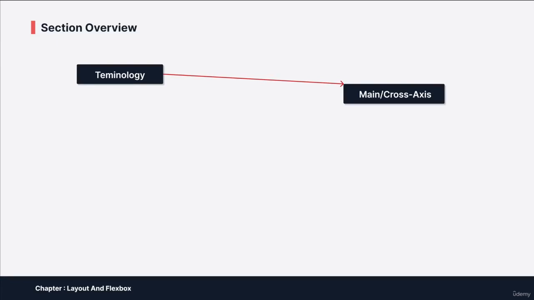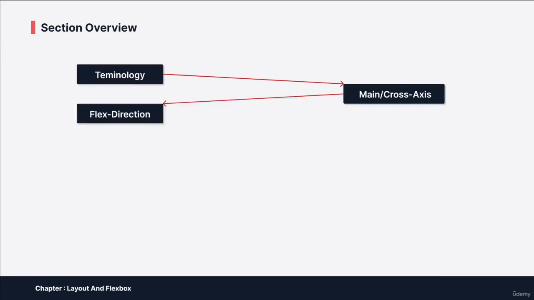One of the major concepts here is the main and the cross axis, with which we will start. And that is sort of the core thing around which Flexbox is actually revolving. And if you don't really understand this, then you will have trouble understanding some stuff that's coming afterwards.